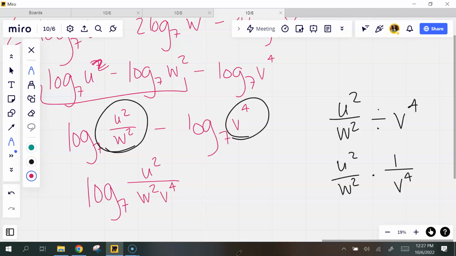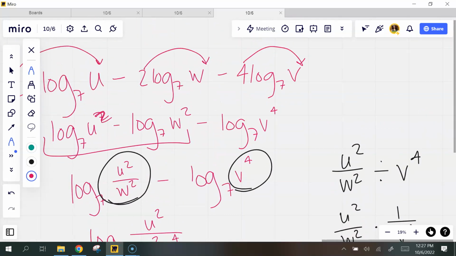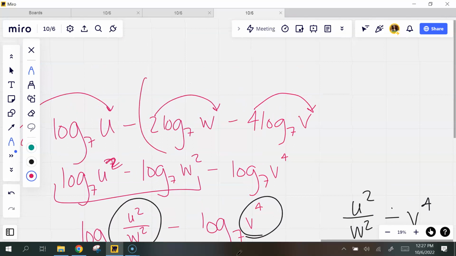I could also have rewritten this. This could have been in the beginning, and it would be the same thing. That's why it's multiplied in the bottom.